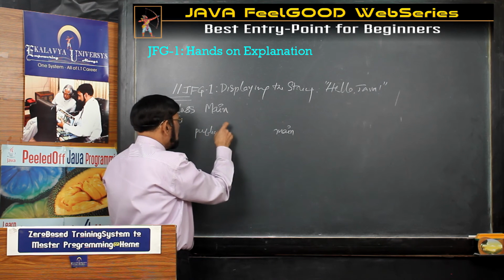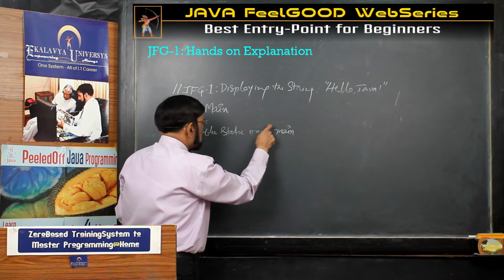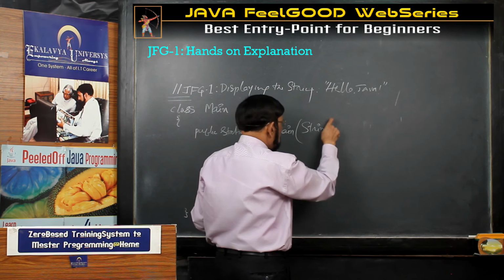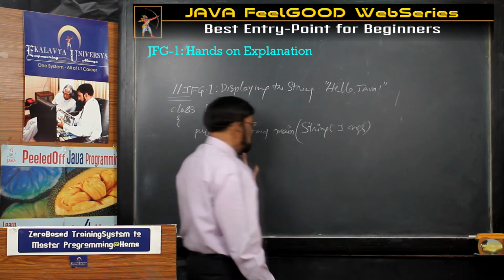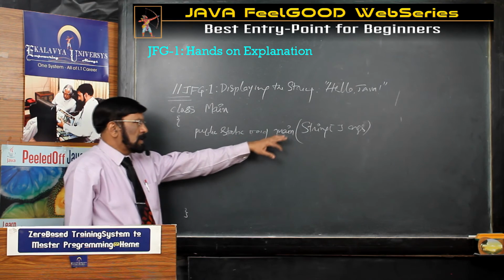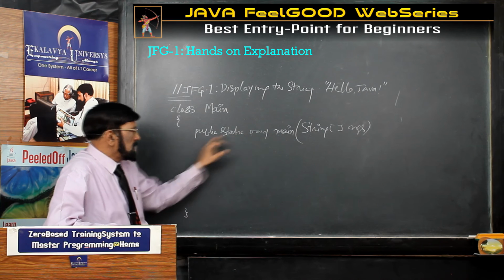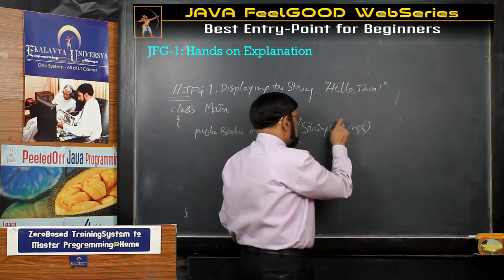public static void main(String[] args). Invariably, in every Java program, you must write a main method. Whenever you are writing main, 1, 2, 3, 4, 5 elements you must write.